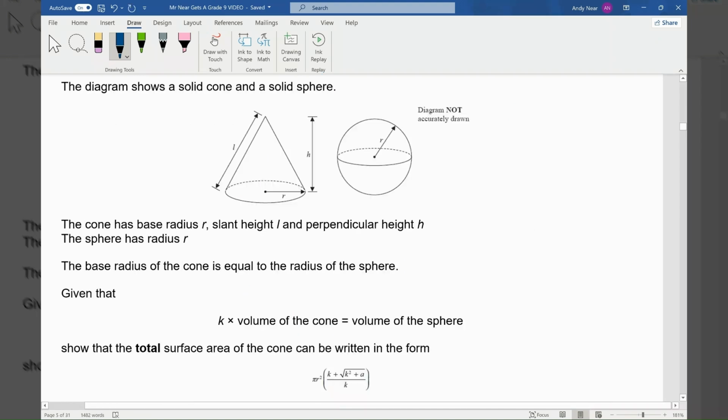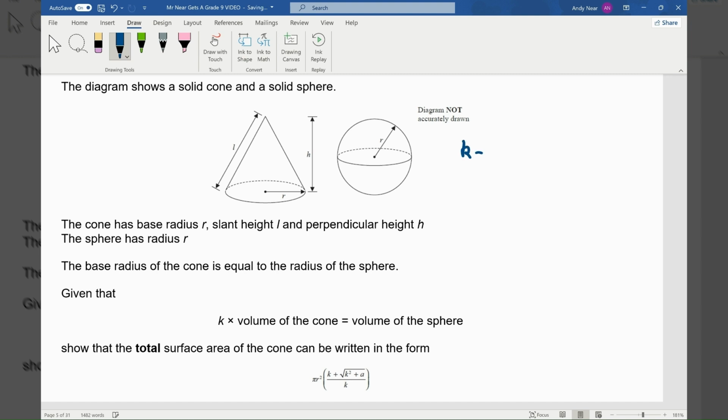So this is a translation 3 to the right and 1 up. This is quite a demanding algebra question. So we have a cone and a sphere, and the radius of the cone and the radius of the sphere are the same, and we're told this sentence that k times the volume of the cone is the volume of the sphere. So I'm going to use that first of all.